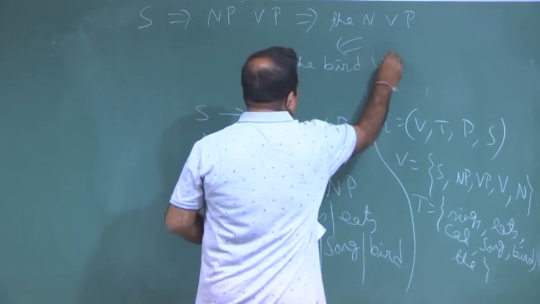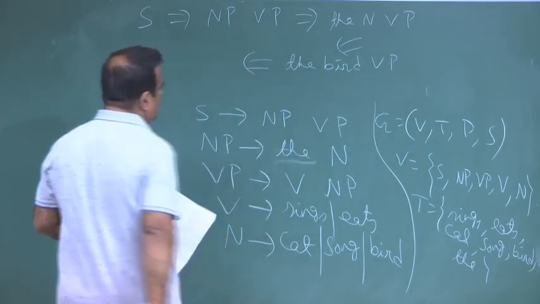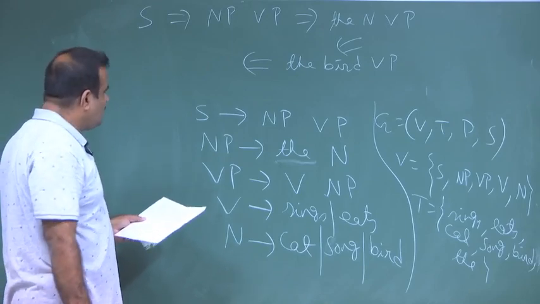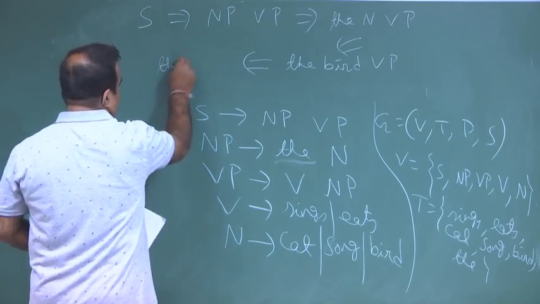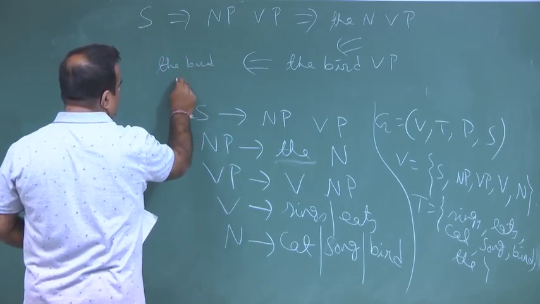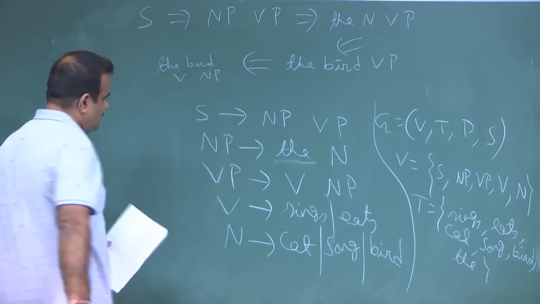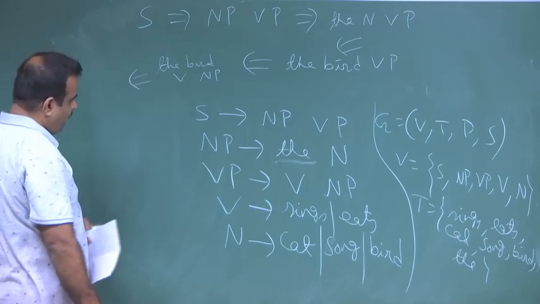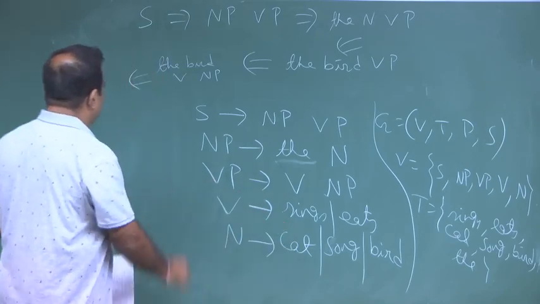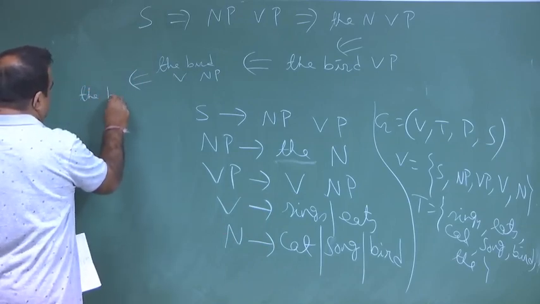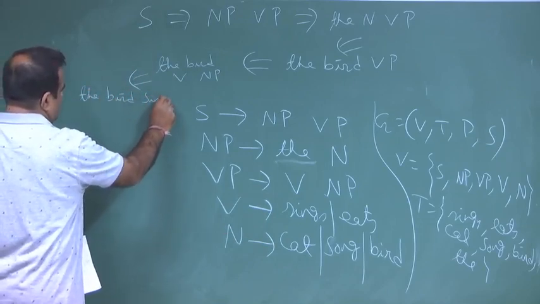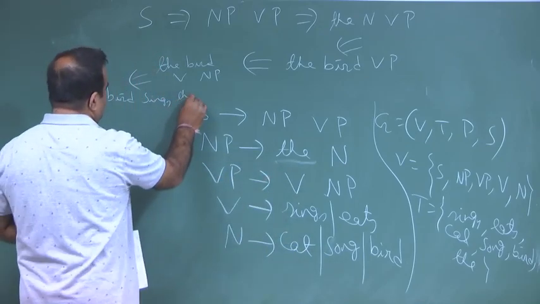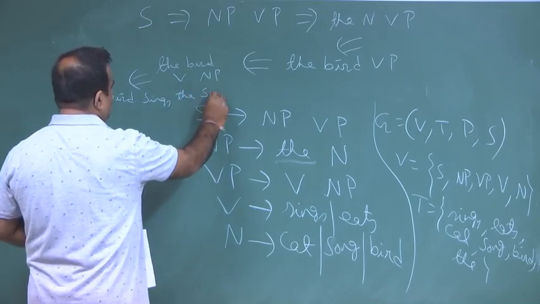Then VP. So, VP is going to now V NP. So, the bird, V NP. V can again go to either one of these. So, the bird sings, and the NP. NP is the N, again go to say song.